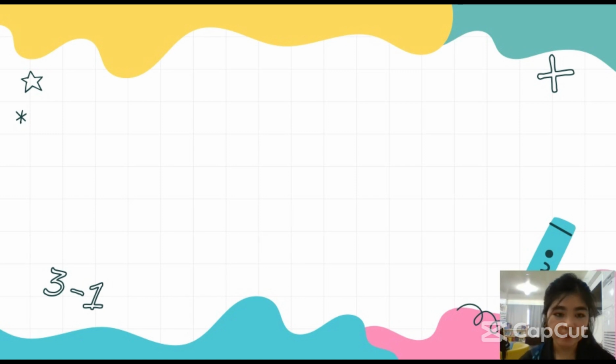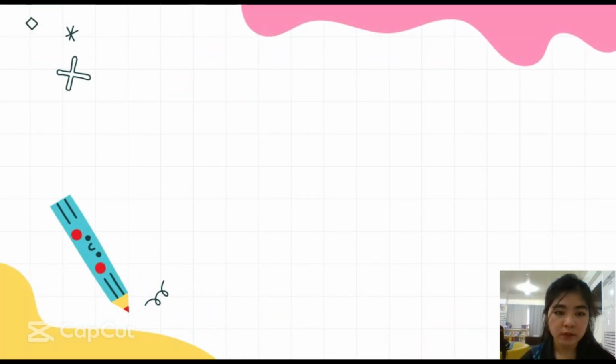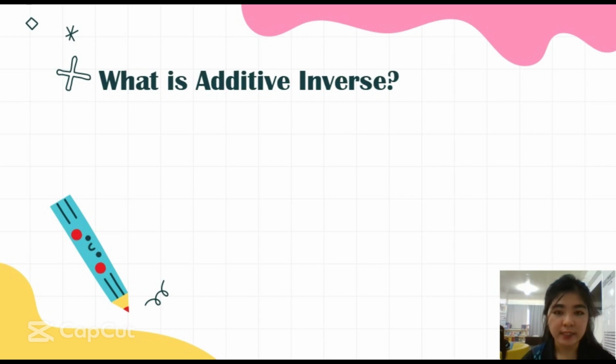So first, what is additive inverse? Sa word nga additive, it means it is characterized by addition, an additive process having the property that the function of the union or sum of two quantities is equal to the sum of the functional values of each quantity. In mathematics, the additive inverse of a number is defined as a value which, on adding with the original number, obtains the value of 0.